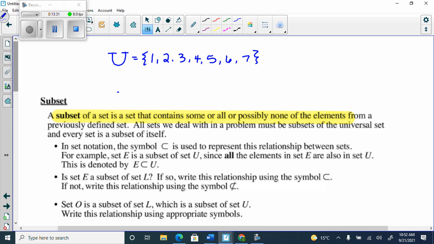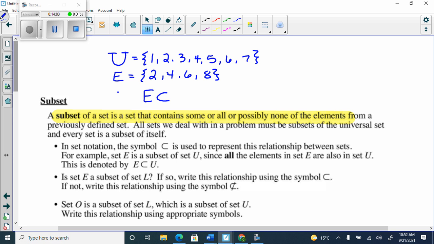Then, if I talk about E, we'll say E are the even numbers. Well, the universal set is 1 to 7. E is a subset of the universal set. So any set that we make out of the universal set is also called a subset. So E would be 2, 4, 6. Is everything in E in U? Is everything in E in the universal set? Yeah. So I can say that E is a subset.